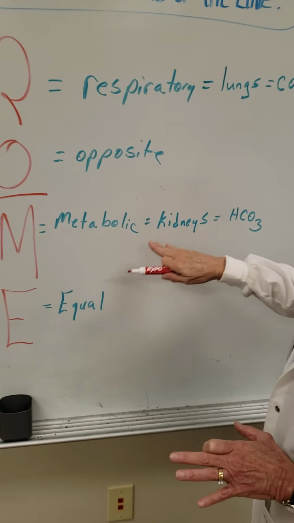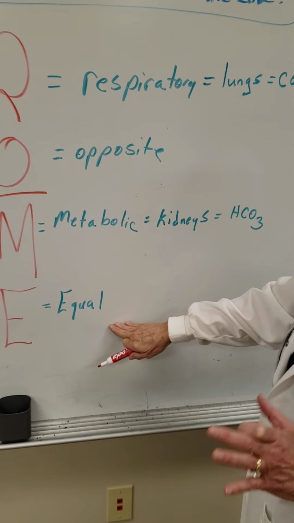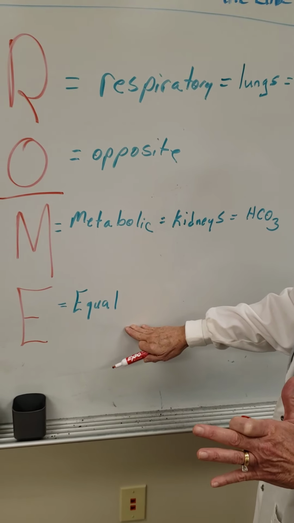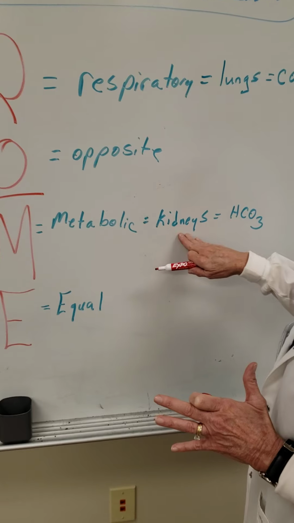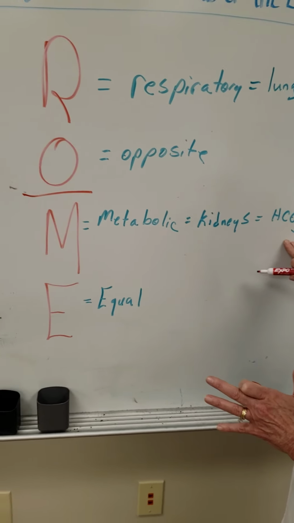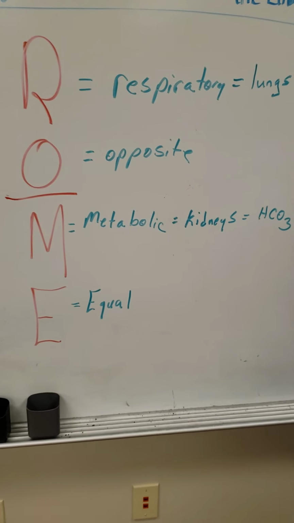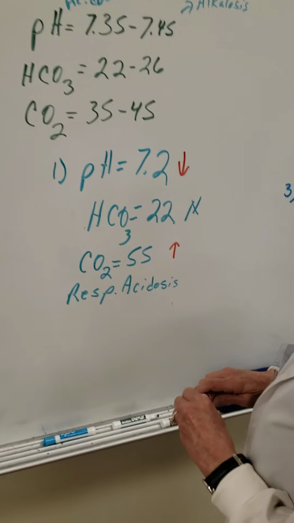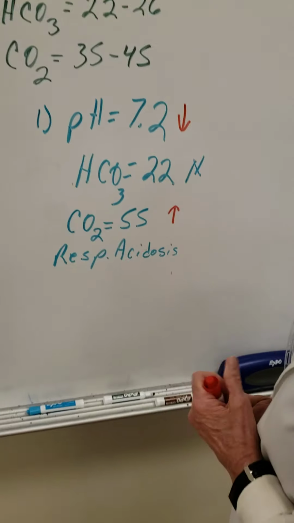Metabolic, equal, and that means the arrows are going the same direction. This is controlled by the kidneys, and it's your bicarb level. Okay? Now hold that thought, and let's look at an arterial blood gas report, and then you'll understand it.